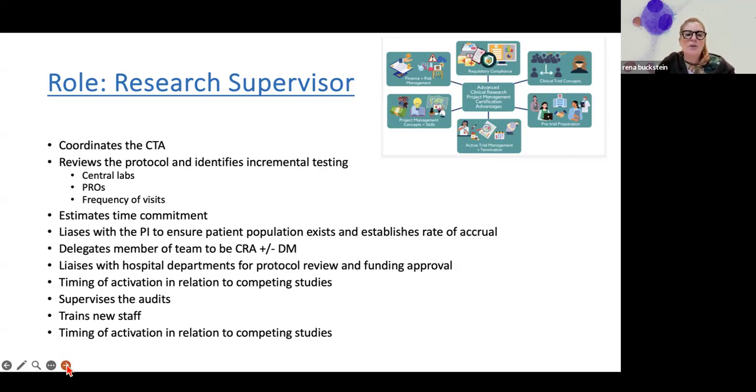The other thing is the research supervisor will liaise with you to decide, okay, we have 8 trials in our activation queue. What's the order in which we should activate them? Because they often can't be activated simultaneously, at least in my hospital, where there's limited staff in pharmacy to come to the investigator activation meeting. There's limited staff to review clinical trials. And so you have to prioritize the trials.